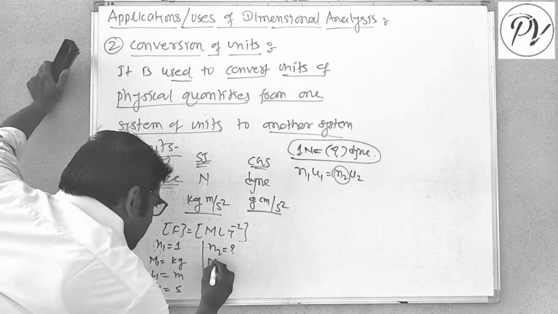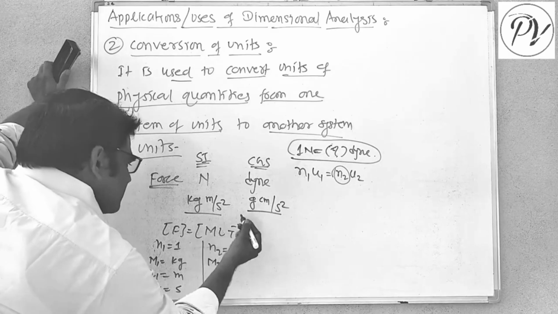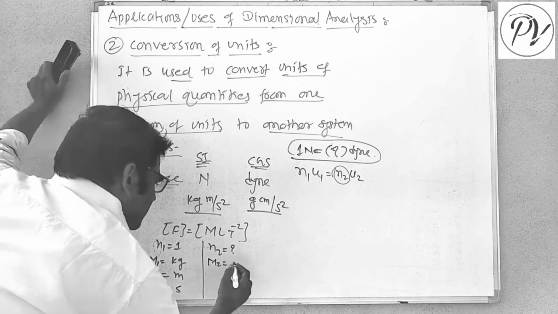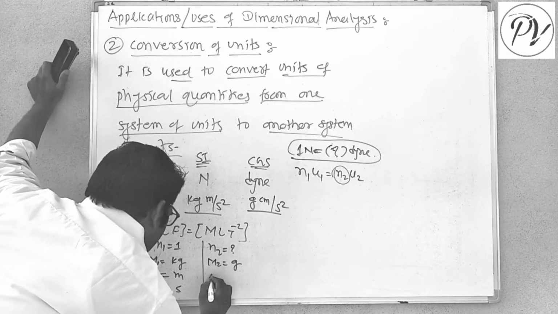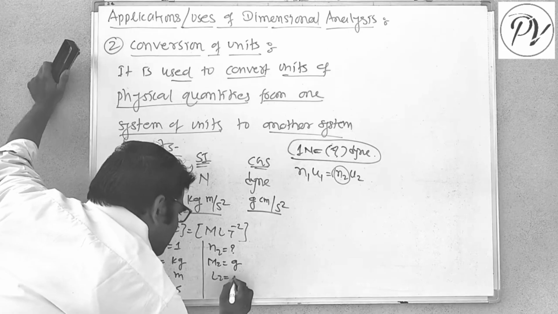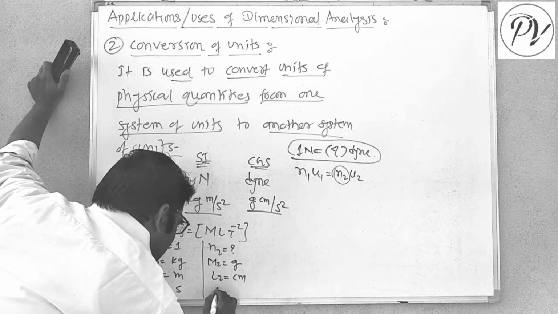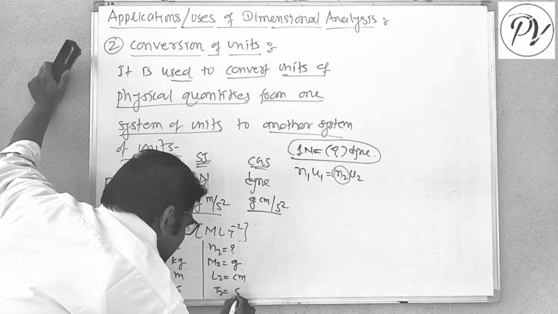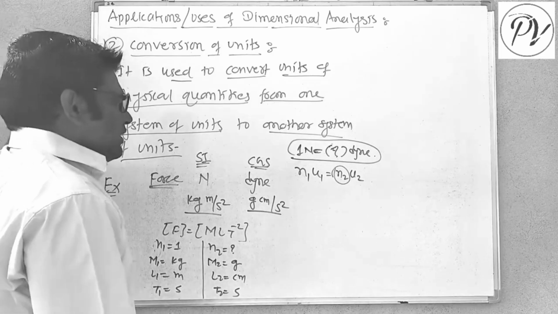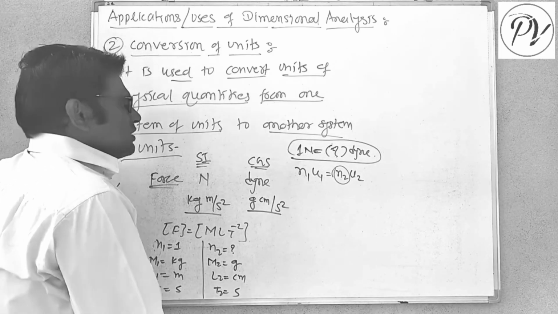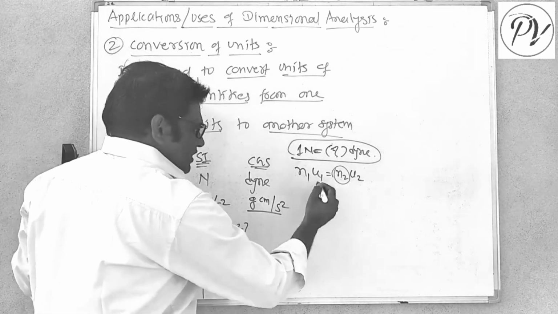Then M2 is equal to what? In CGS it will be gram. Then L2 is centimeter, and T2 is a second. Okay. Now what we have to do? We have to use this relation.